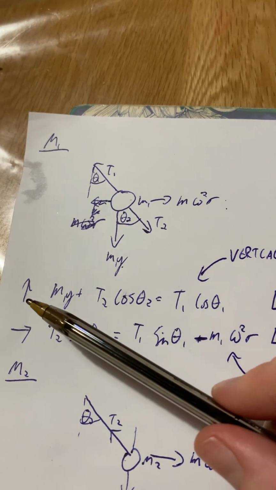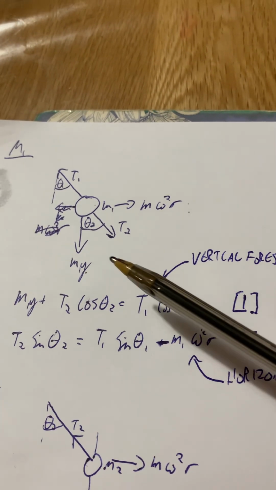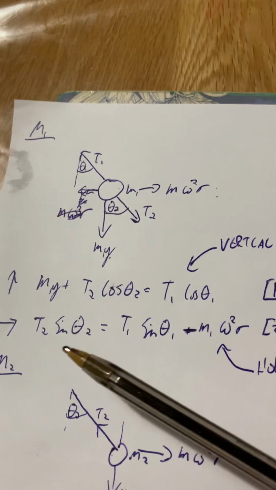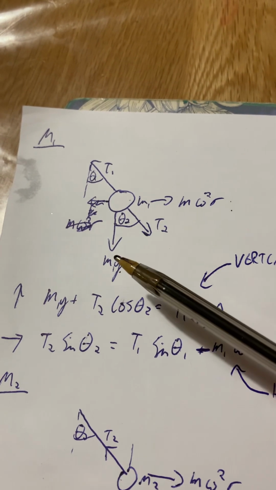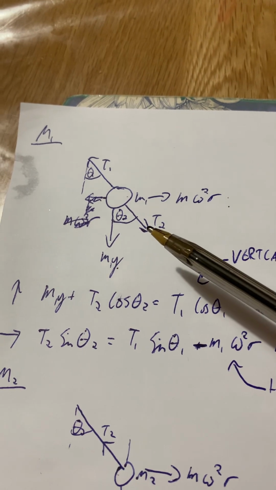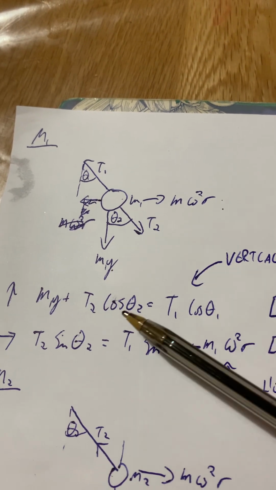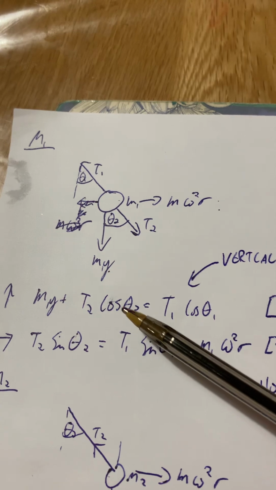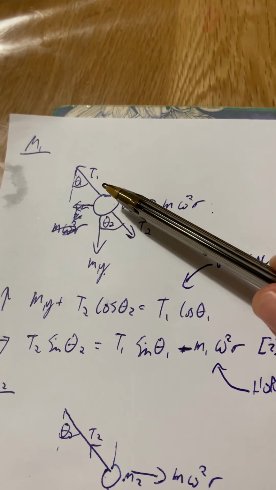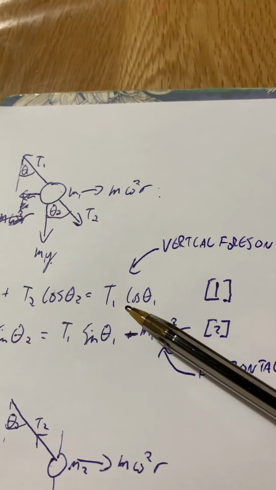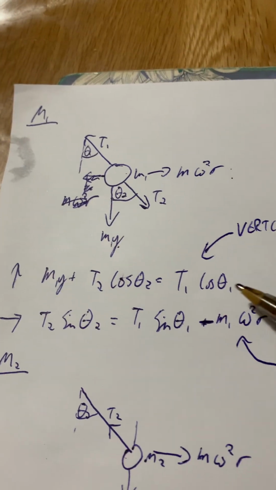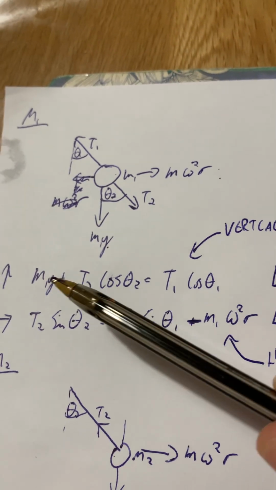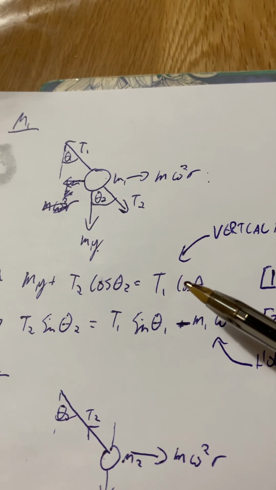So I've decided to look at the vertical forces on M1 and the horizontal forces on M1. First off, the vertical acting downwards, we've got mg, and then the vertical component of this force T2, which is T2 cosine theta 2. And then we've got the vertical component of this one here, which is T1 cosine theta 1. So equation number 1, I've called it, is all the vertical forces. These are the 2 downwards, and this is the 1 upwards.